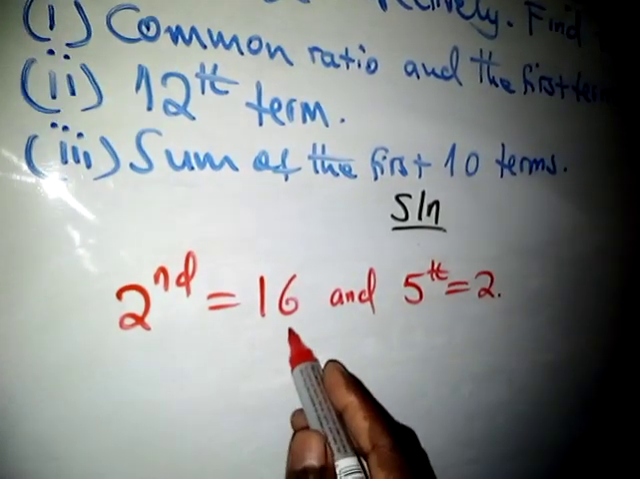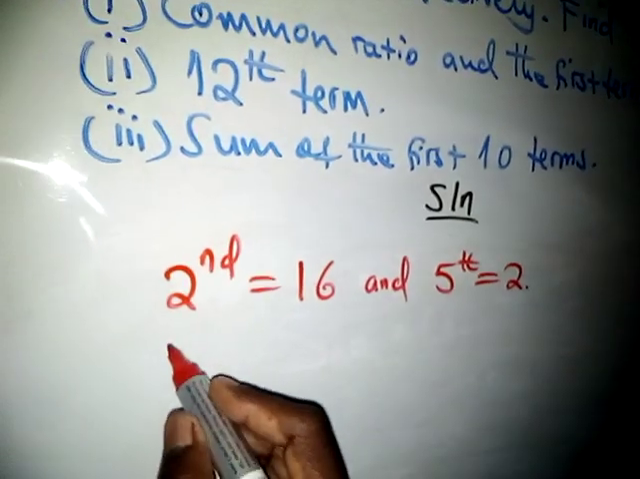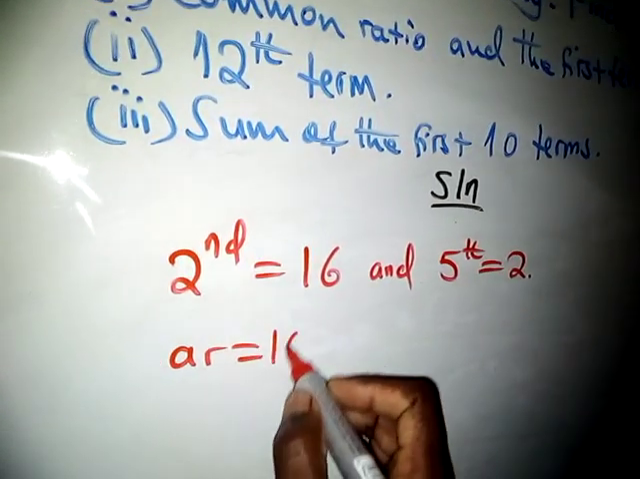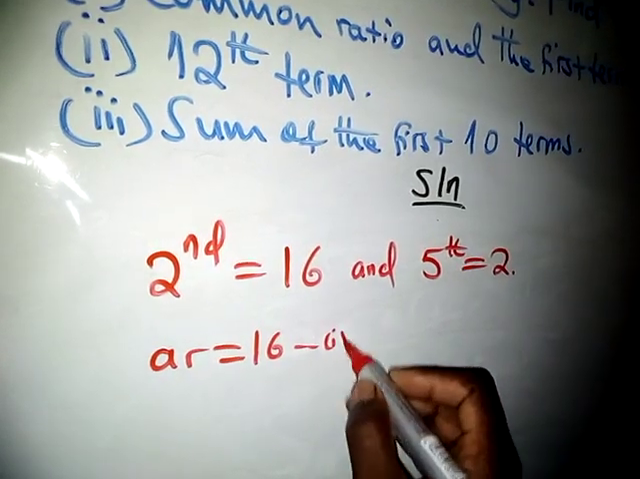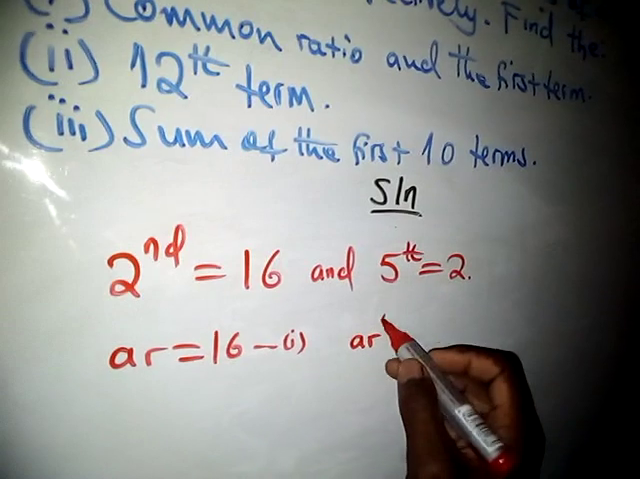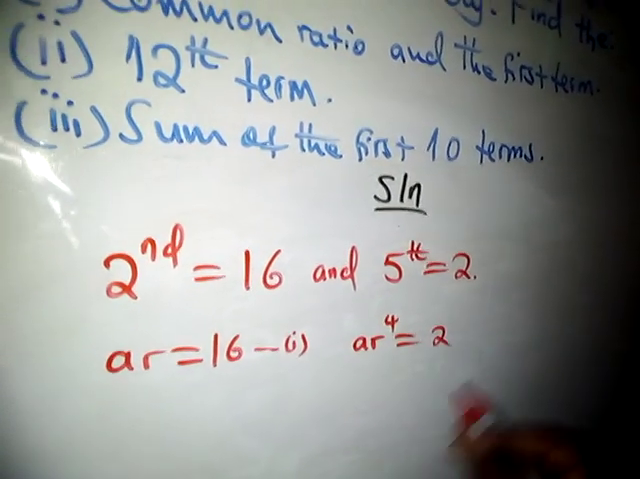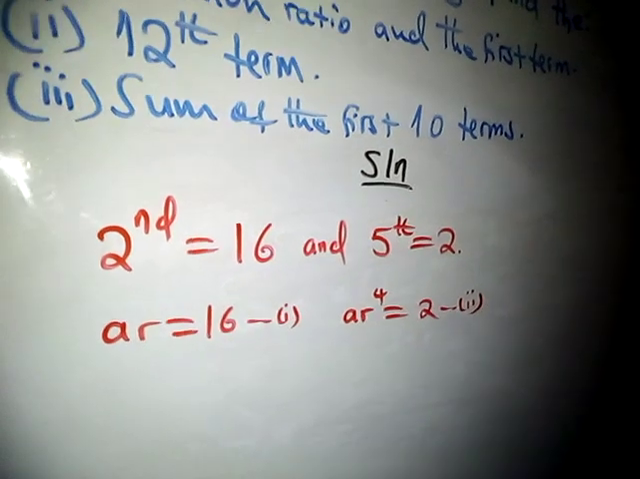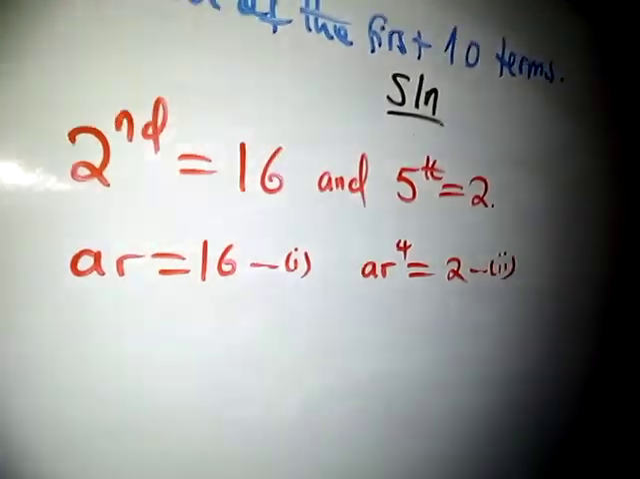So the second term is 16 and the fifth term is 2. The second term can be written as AR equals 16. This is the first equation. And the fifth term can be written as AR to the power 4, which equals 2. And this becomes the second equation. Now, we want to find the value of A and R.